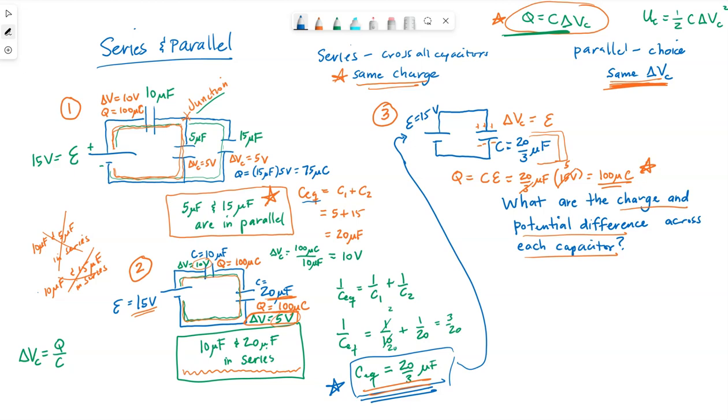So now we know the charge and the potential difference for our 15 microfarad capacitor. For our 5 microfarad capacitor, we currently have the potential difference. Using the same equation, just with information for this specific capacitor, Q is equal to C delta V. So this capacitor's capacitance is 5 microfarads. Its potential difference is 5 volts.